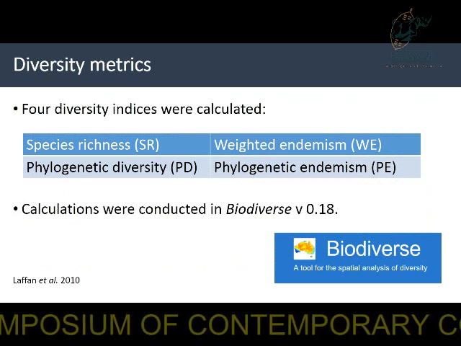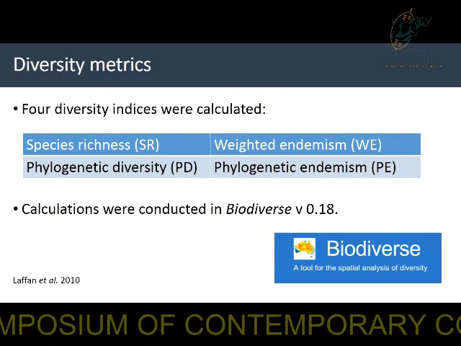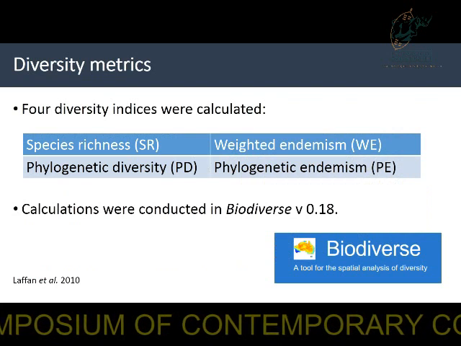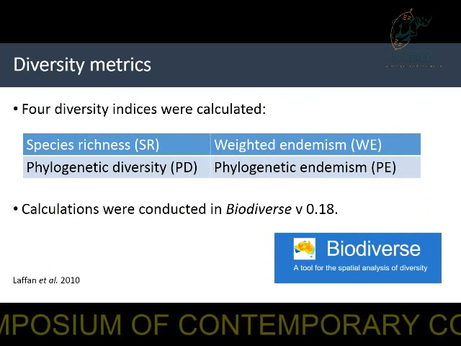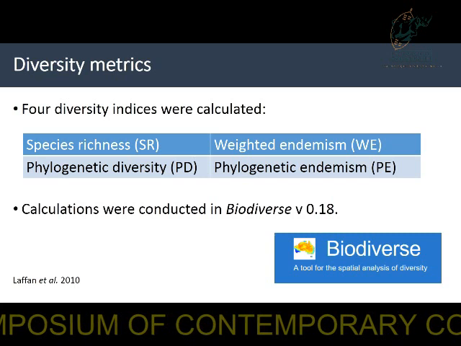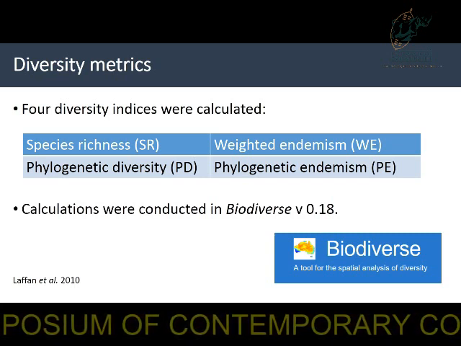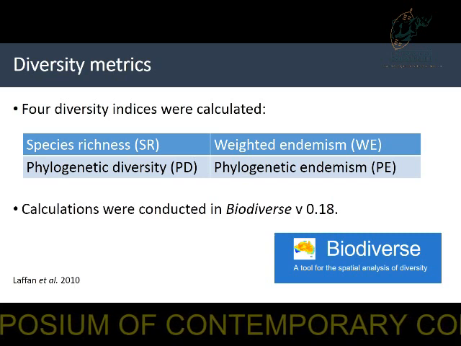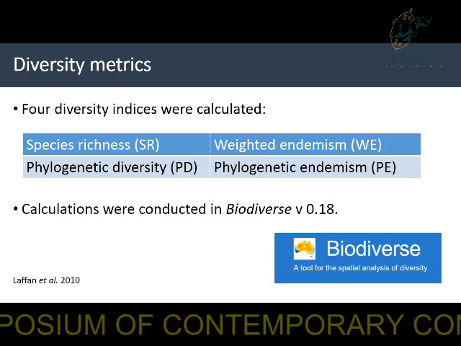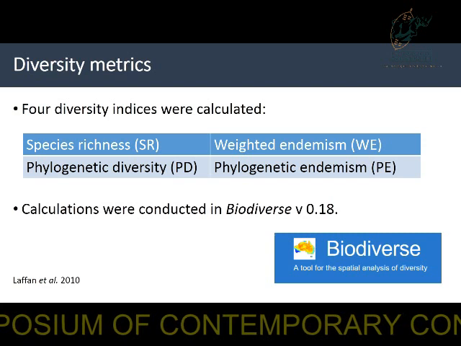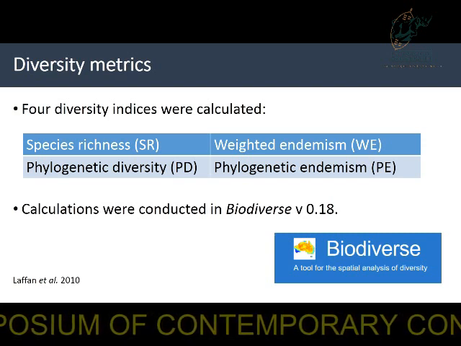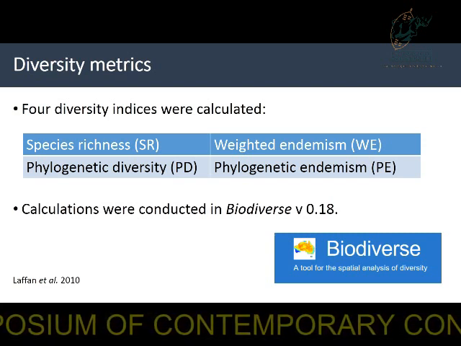4 diversity indices were calculated, and that's species richness, weighted endemism, phylogenetic diversity, and phylogenetic endemism. And these calculations were conducted in Biodiverse. Biodiverse is a software that links visualizations of data distribution in geographic and phylogenetic space and allows randomizations for hypothesis testing. Please note that these calculations were done per quarter degree square.